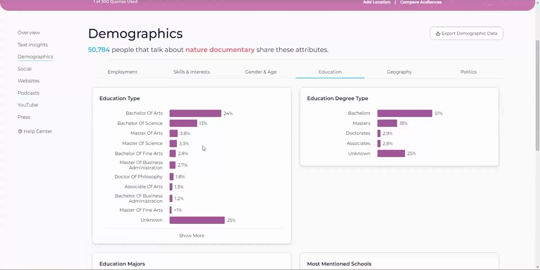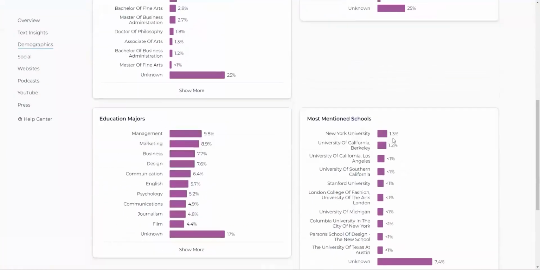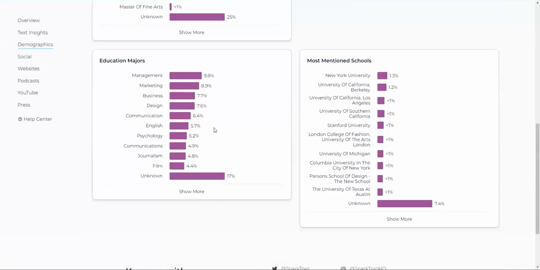Education is something that's very broad. So what you're looking for here is their educational degrees. That's interesting. Everything else is not necessarily that important in our case, because it's pretty broad.